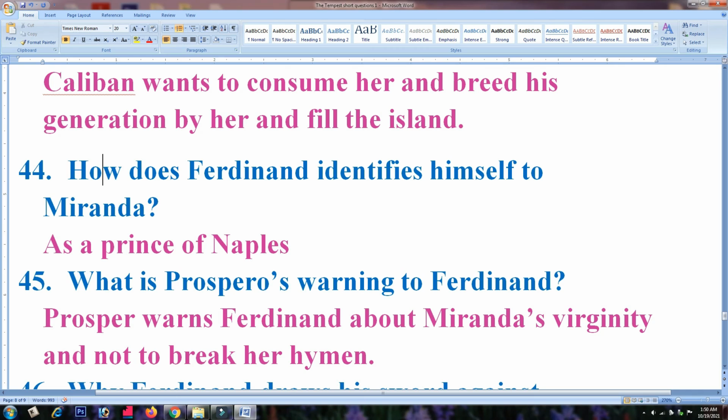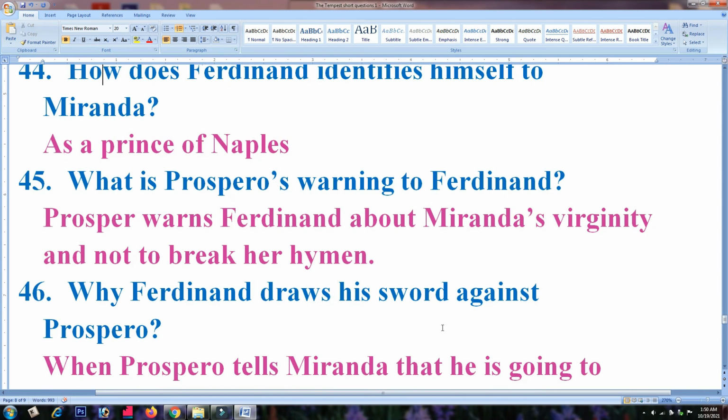How does Ferdinand identify himself to Miranda? As a Prince of Naples. What's Prospero's warning to Ferdinand? Prospero warns Ferdinand about Miranda's virginity and not to break her hymen.